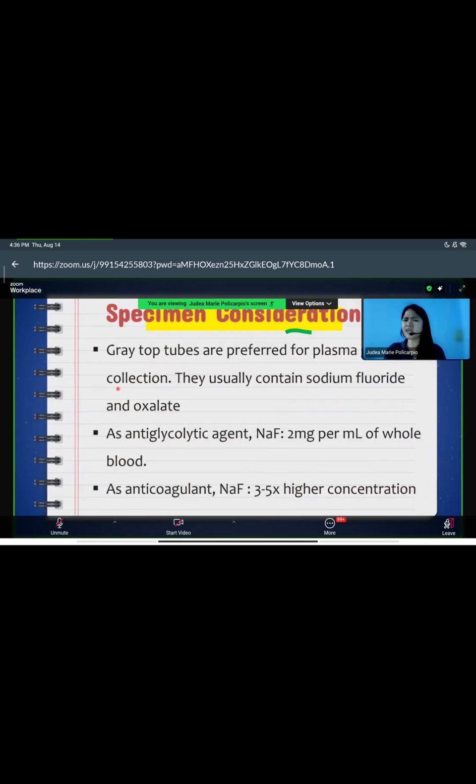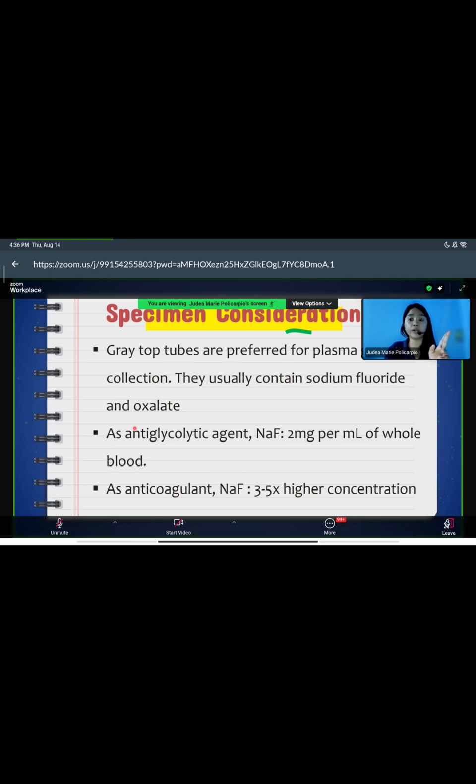Gray top. Ano nga ba ang laman ng gray top natin? Gray top tubes would contain your sodium fluoride. And sodium fluoride, recall question, ginagamit siya to prevent glycolysis. Anti-glycolytic agent, it prevents glycolysis.